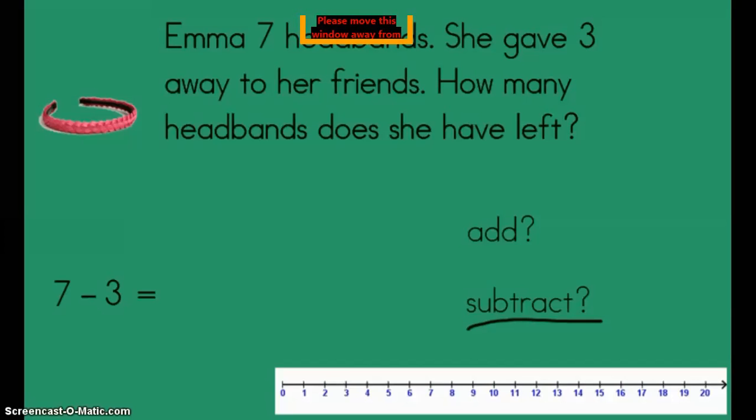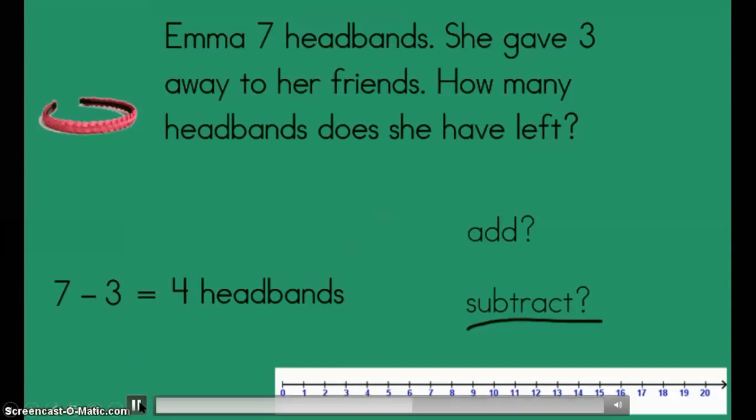7 minus 3 equals 4. The difference is 4. Again, I need to label it. We're talking about headbands. So, how many headbands does she have left? 4 headbands.